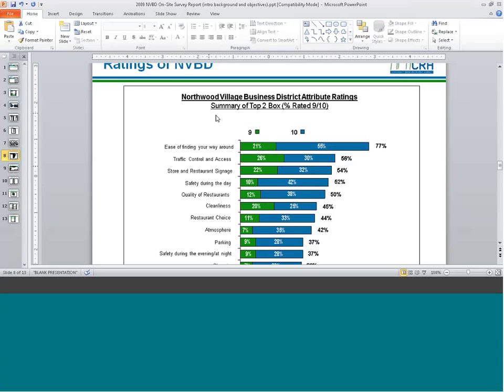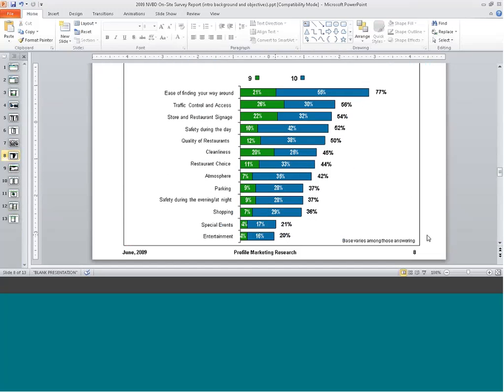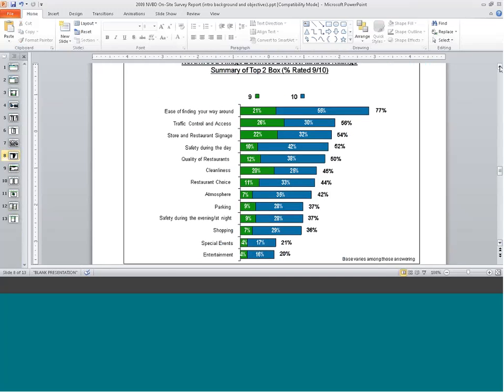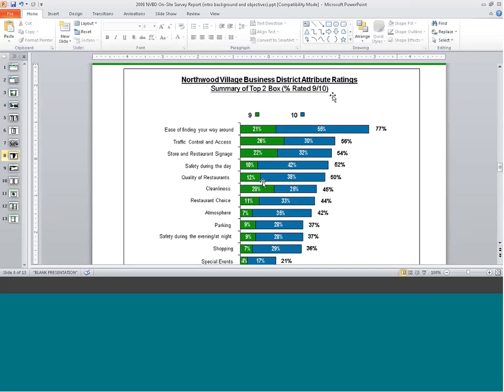So what I would expect is that Northwood Village Business District received the highest ratings for ease of finding your way around, traffic control and access, store and restaurant signage, safety during the day, and quality of restaurants, because that's all above 50% who gave it a 9 or 10, or are raving fans. And then what you might want to say is the lowest scores: special events and entertainment received the lowest 9, 10 scores. And then what you also need to say is, have these changed? So then you would need to look at the trend banner to say, have any of these changed meaningfully?